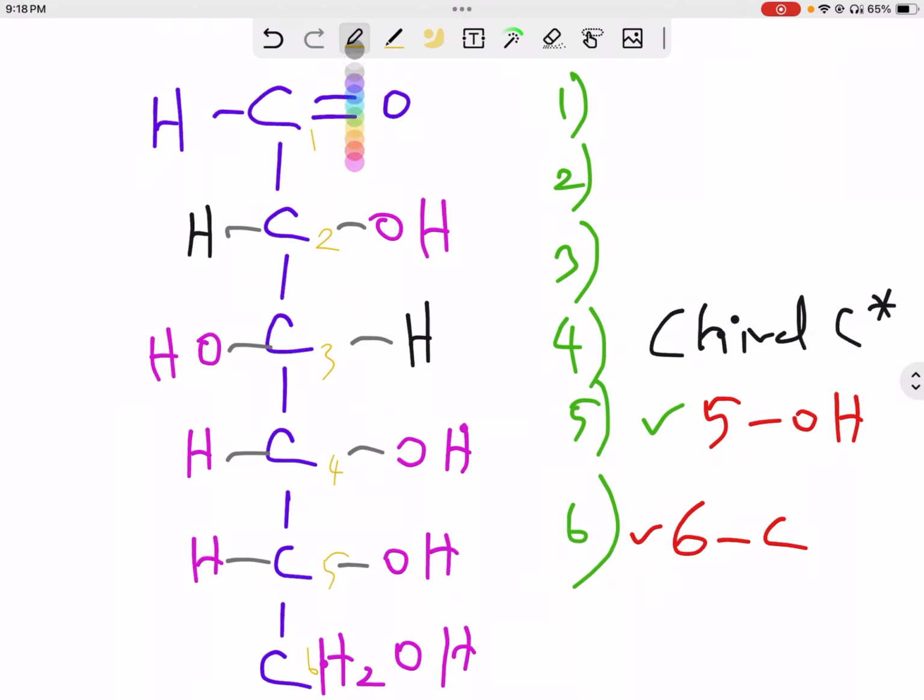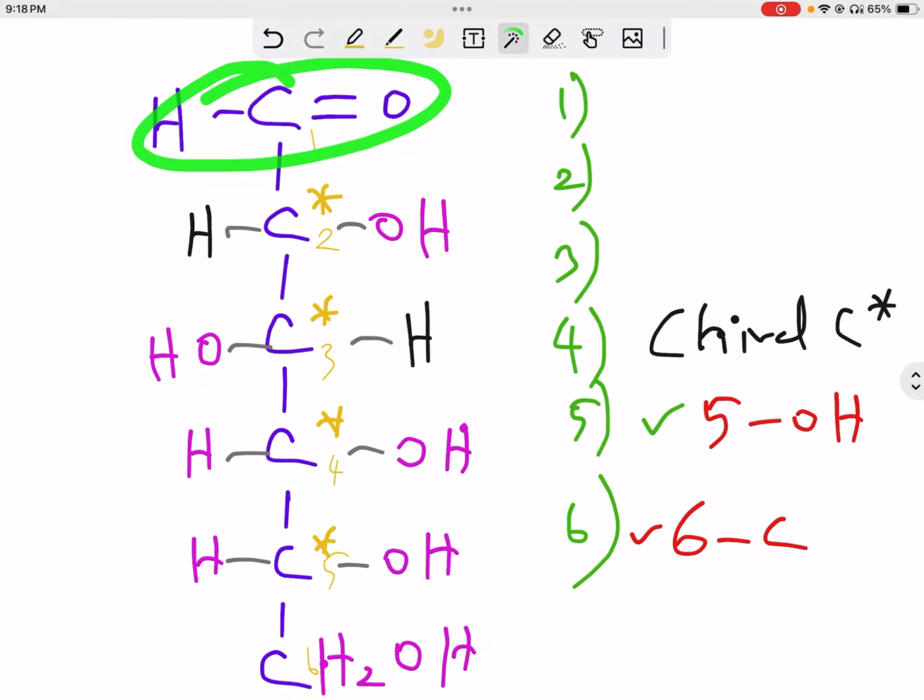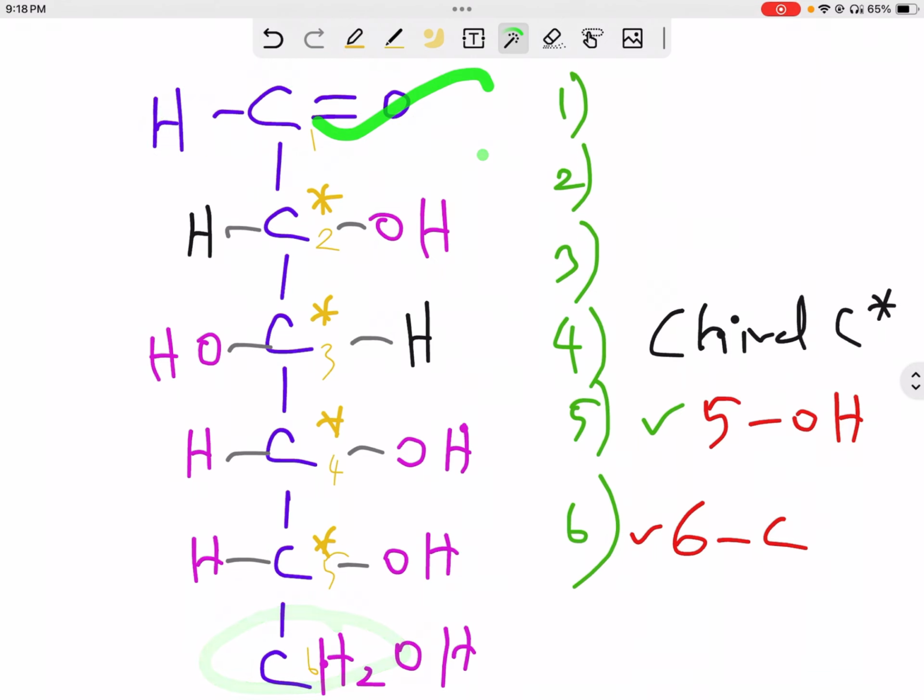So where are the chiral carbons? I will mark it with yellow. 1, 2, 3, and 4. The first and last carbon are not chiral carbons. Here you have C double bond O, so it cannot be chiral. And here in the last carbon, you have 2 hydrogen attached to the same carbon, so that is also not chiral. So second carbon, third, fourth, fifth carbons are chiral carbons.